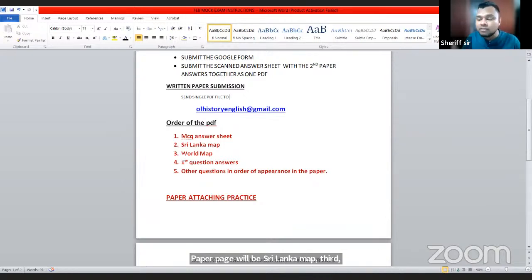And then the first question answers. The first question is compulsory in the second paper. So we'll answer that question, and that answer will be right after the world map. And then the other answers to other questions in order of appearance.